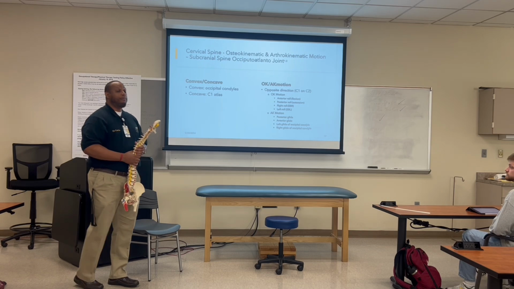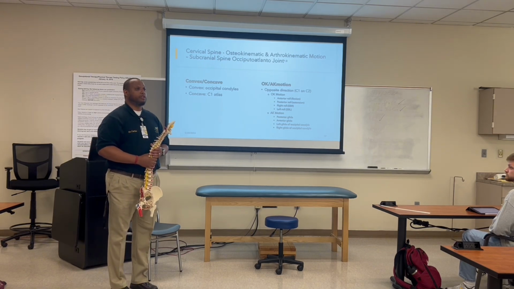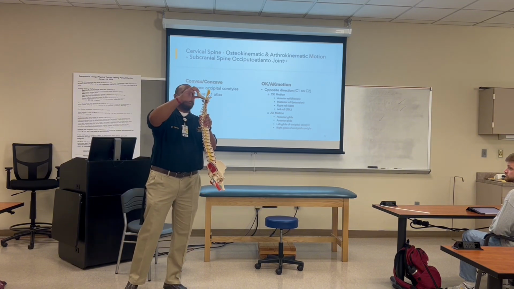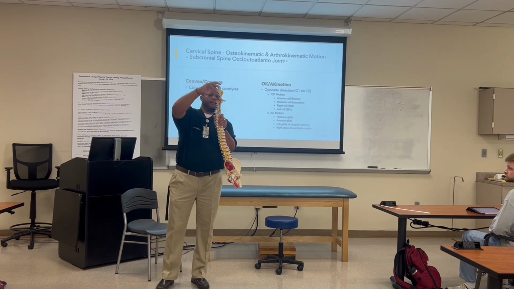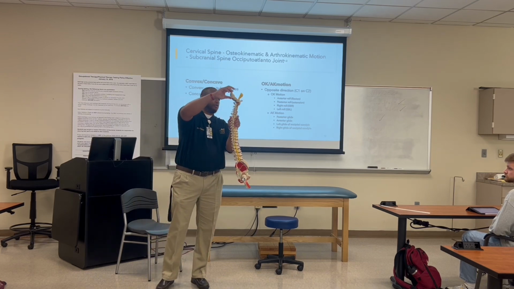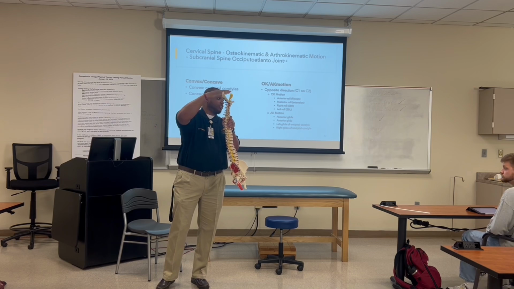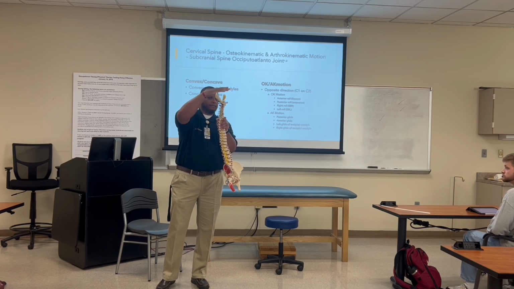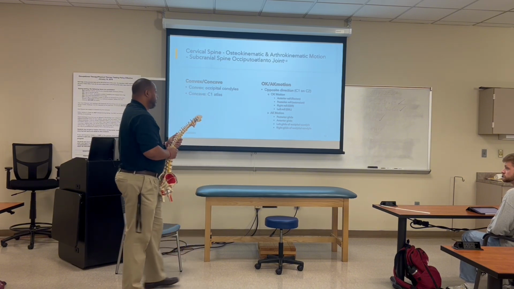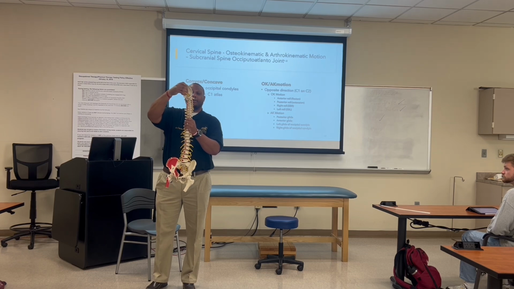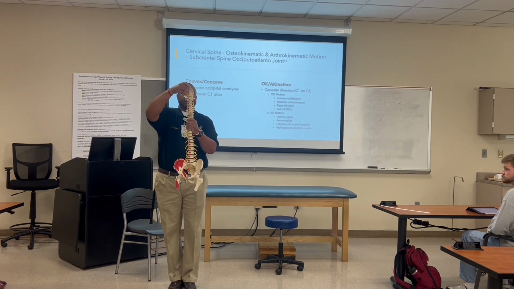So what if I do backwards bending? So I'm just gonna do a backwards bend. So this is a backwards bend of the subcranial spine, okay? So this is what it looks like. So this is backwards bending. Do you see what the occipital condyles are doing? So with backwards bending of the subcranial spine, the occipital condyles are gliding or sliding anteriorly, okay? All right, now with side bending right, so I'm gonna side bend right, what are the occipital condyles doing?